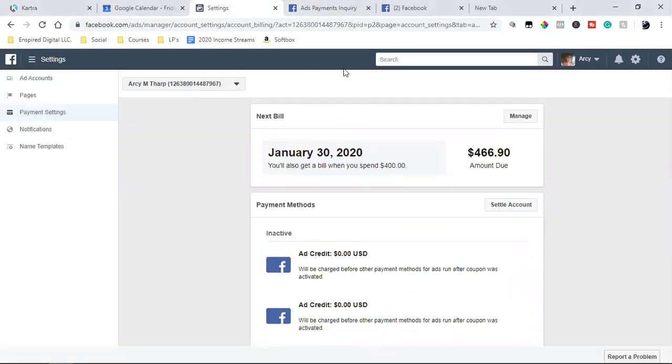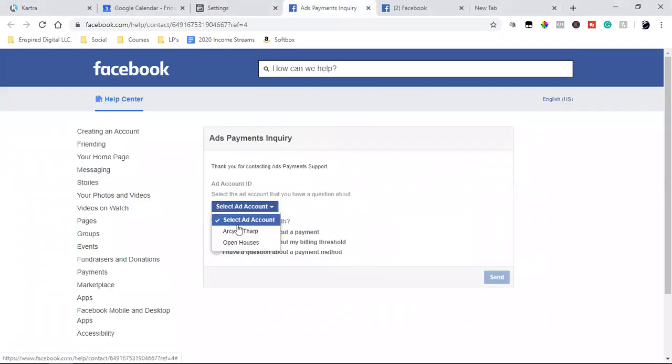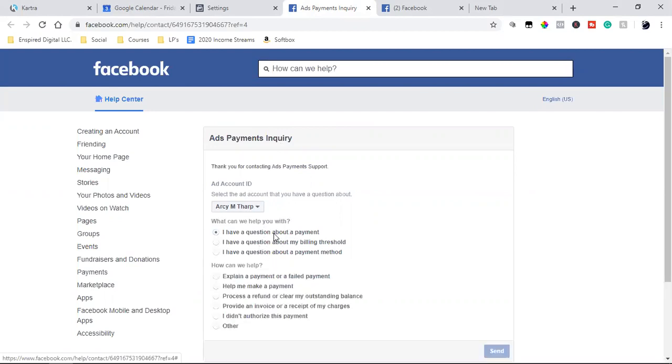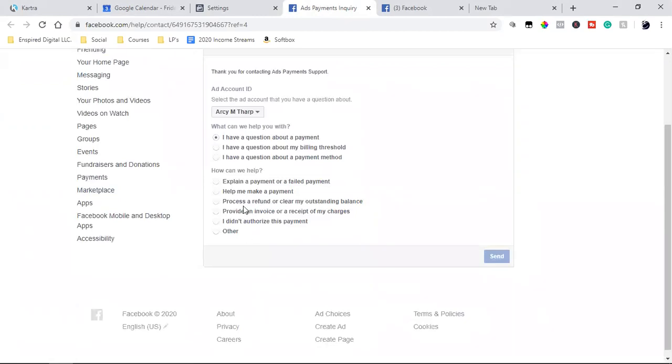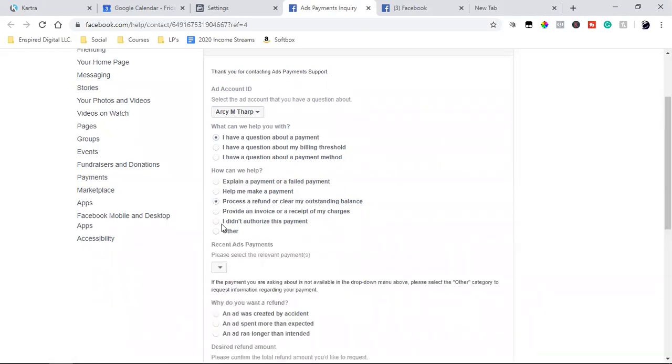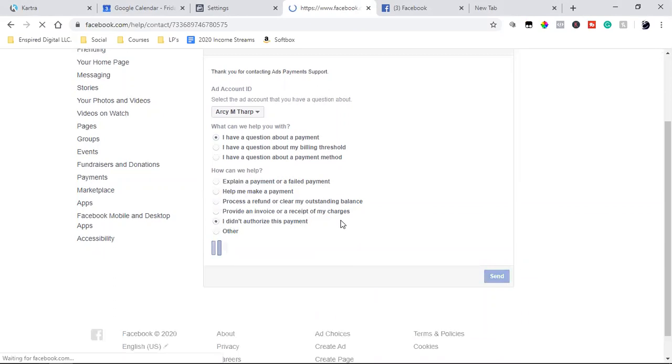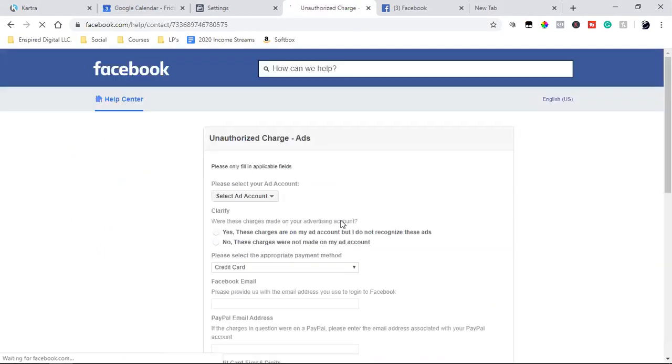So what I'll do is, give me one second. Okay, so it's this one. I have a question about payment. All I'm doing is simply answering a few of these questions. Explain a payment. How can we help? Help make a payment, process a refund, or clear my outstanding balance. Okay, so I didn't authorize this payment. That's the one we're going to go with.